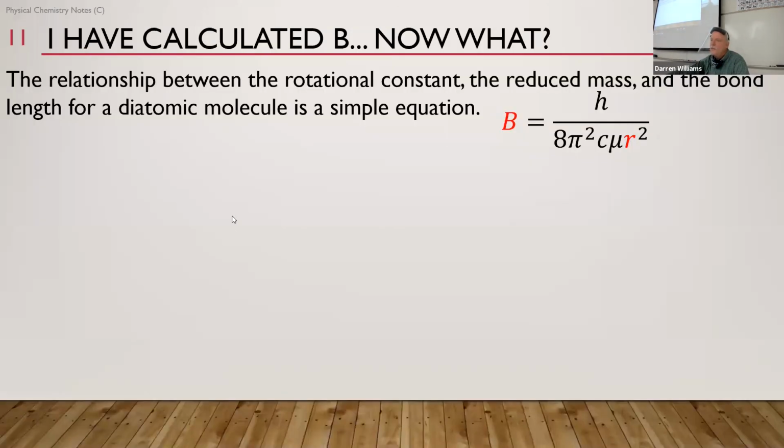And so once I know B, this is the equation for B. And look what's buried inside of B. The reduced mass, so I can know something about the identity of the particle, the molecule, or the rotation, the bond length. So R is the bond length. So I can get the structure of the molecule. And that's your goal in the carbon monoxide lab, is to determine the bond length for carbon monoxide.